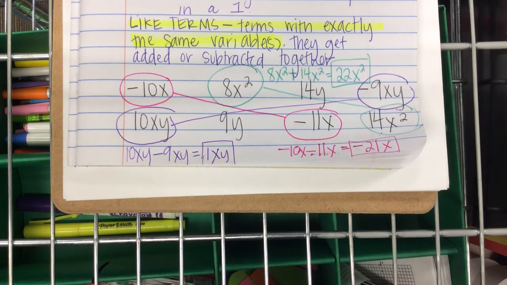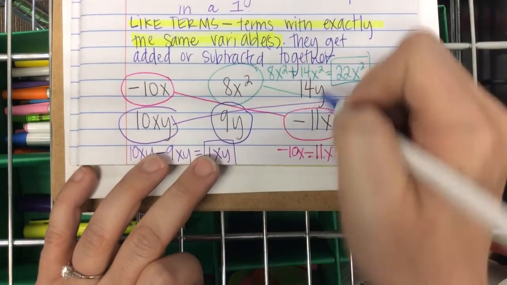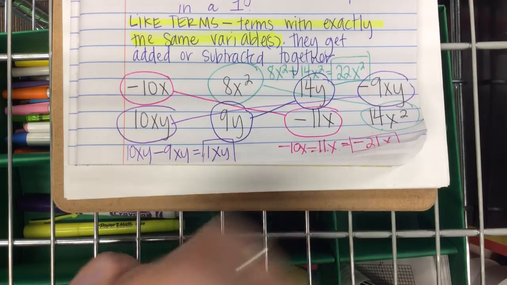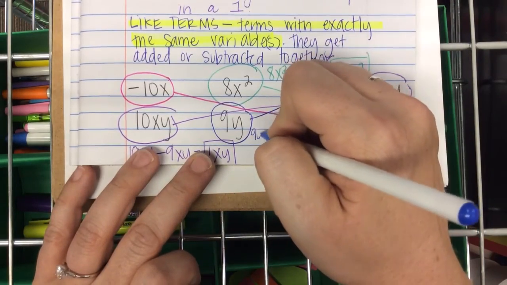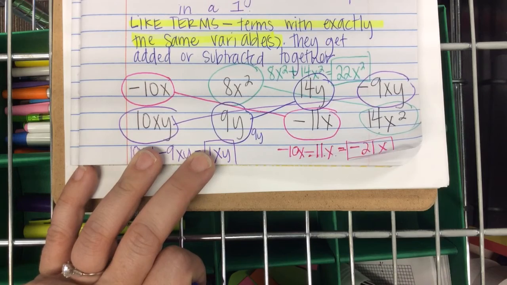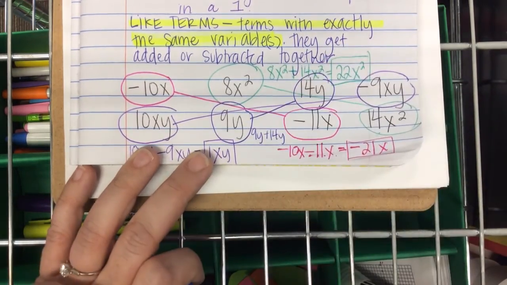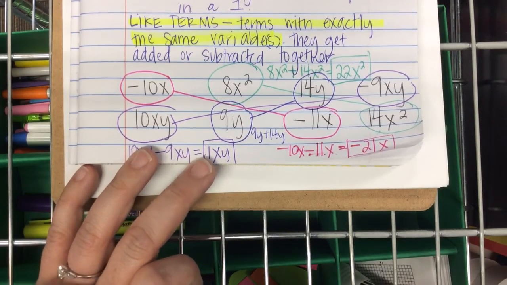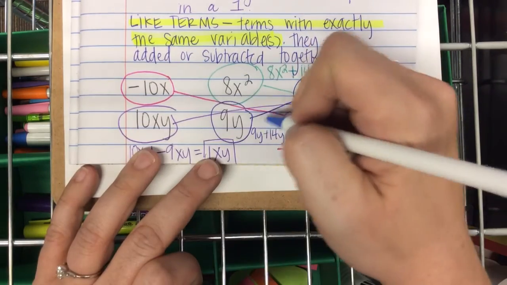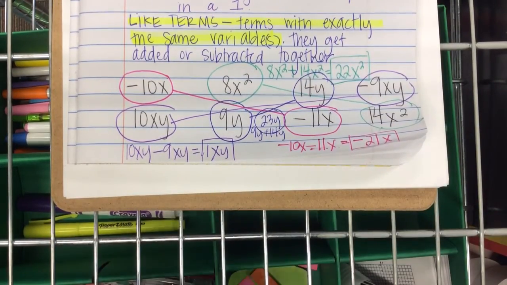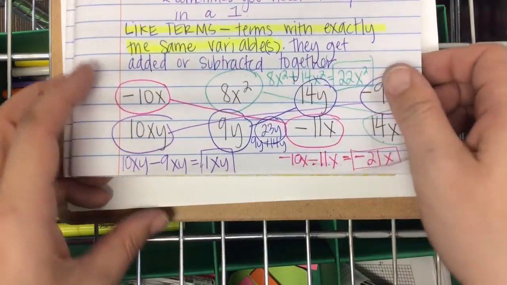Last one. 9y and 14y. What does that problem look like? 9y plus 14y. 9y plus 14y is what? 23y. They have to have exactly the same variables.